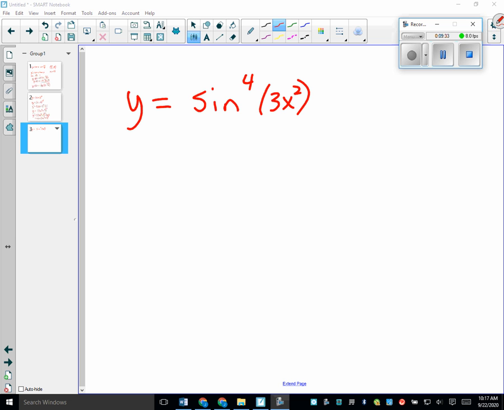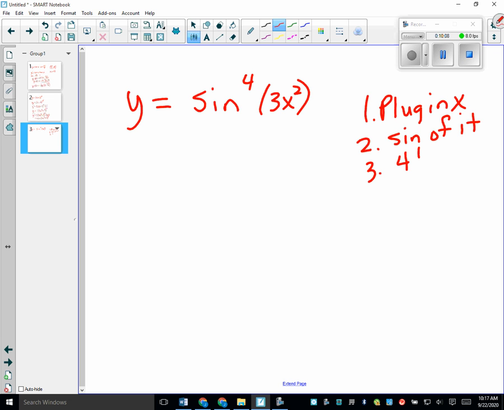If I were to work this problem, if I were to tell you what x is, tell me how you would work the problem. Would you plug in x? Okay. Then the second thing I would do is take the sine of it, right? And what would I do last? Raise to the fourth power.